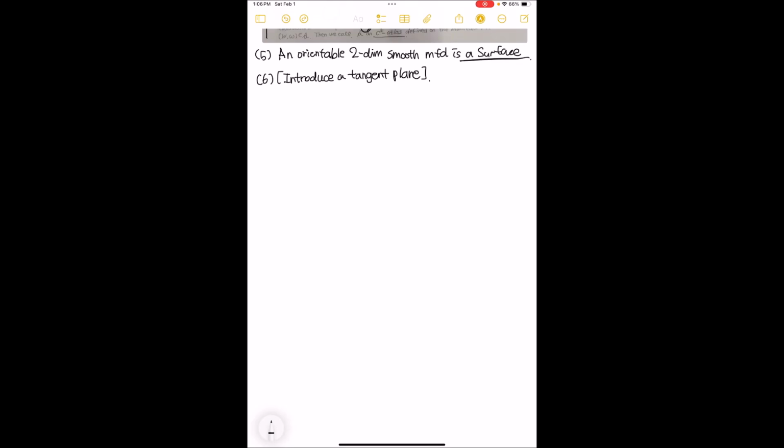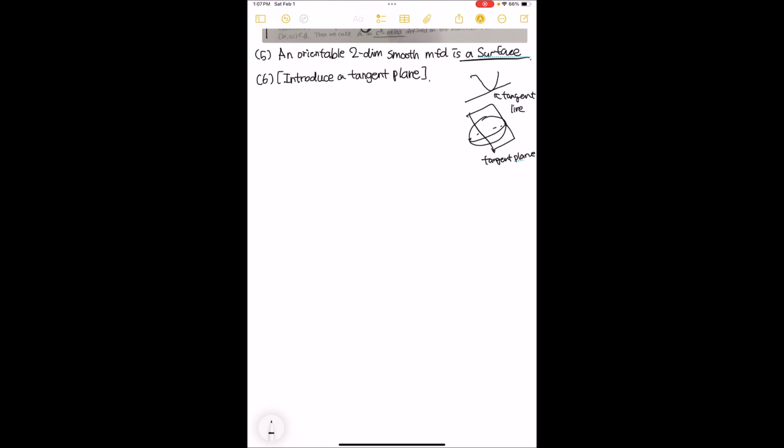Okay, let's go ahead. Next, I'll explain a tangent plane. As you see in advanced calculus, we can define what a tangent line is, and in the case of surfaces, we can define a tangent plane.